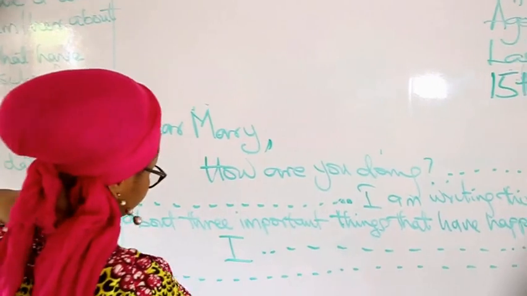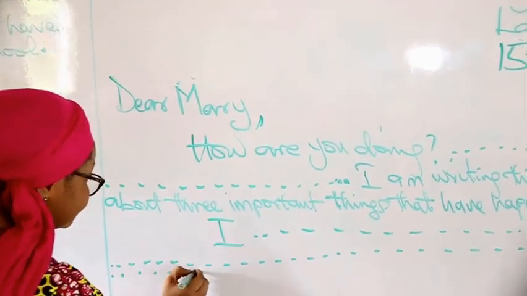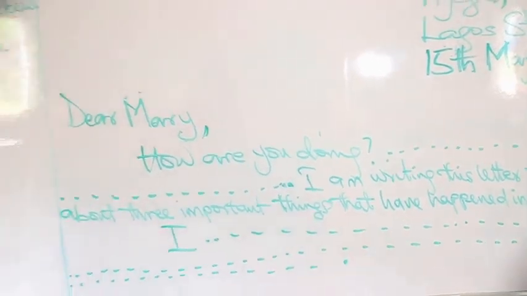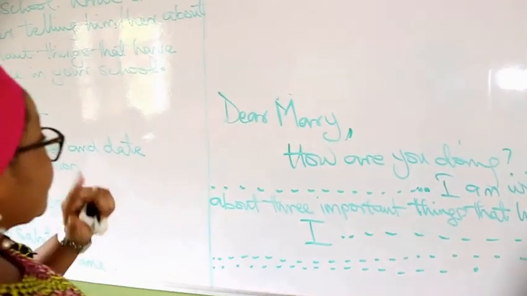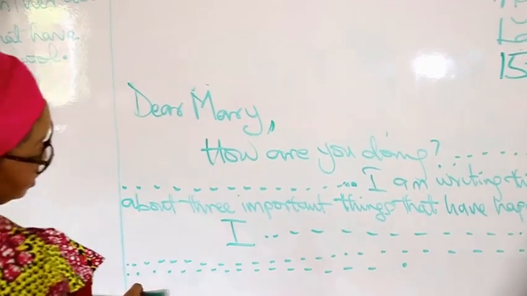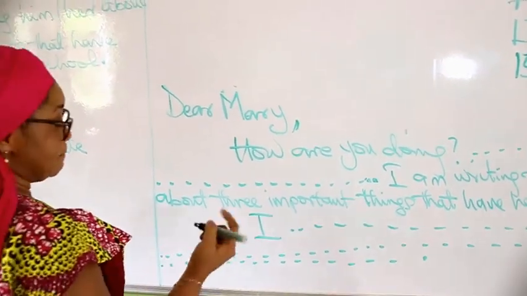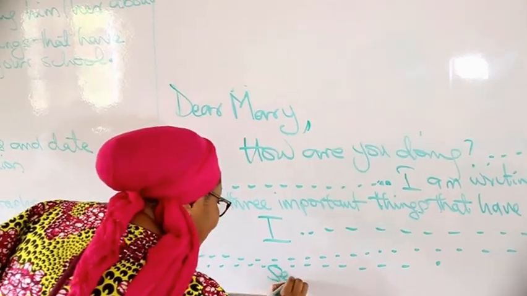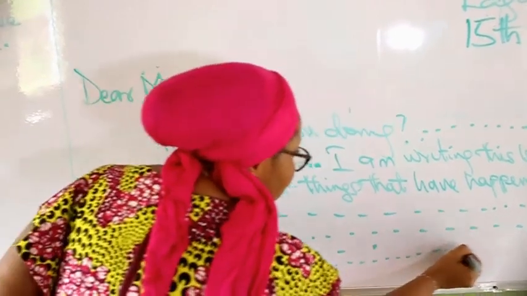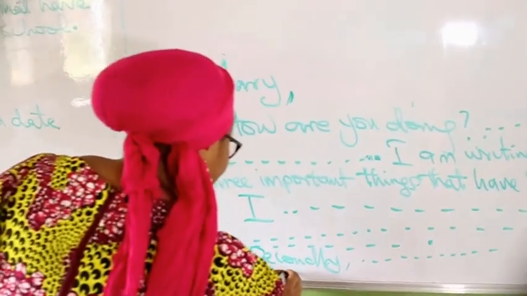Now, when you're done discussing this, let's say this ends here. The next paragraph, where you talk about the second important thing that has happened also in your school. So you can also talk about the second thing, secondly. So you discuss like that, it continues.